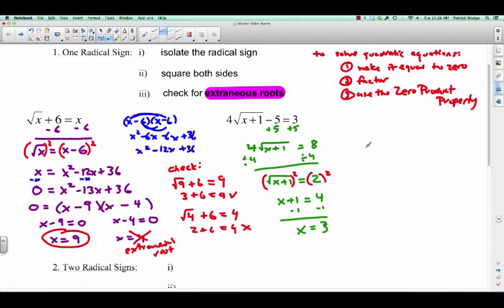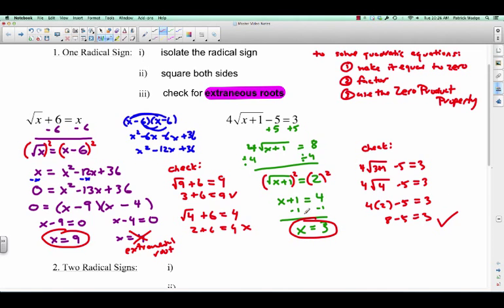So again, you don't need to write "check" for me, but you certainly can if you want. But you do need to check it. So I get 4 times the square root of 3 plus 1, minus 5 equals 3. So that's 4 times the square root of 4, minus 5 equals 3. Square root of 4 is 2, so 4 times 2 is 8, minus 5 equals 3. Yeah, I see that it works. So we do have one answer, x equals 3.